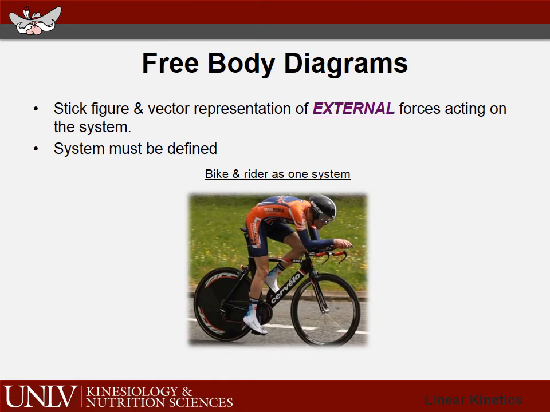So now what I want to do is do the more complicated system and how we would use and define systems. So for this point, I have a cyclist and a bike. And what I want to do here is I want the bike and the rider to be one system. So don't imagine they're separate. Imagine that they're glued together and it represents one system. So now I want you to go ahead and think about how you would represent that as a free body diagram if he's going left to right.